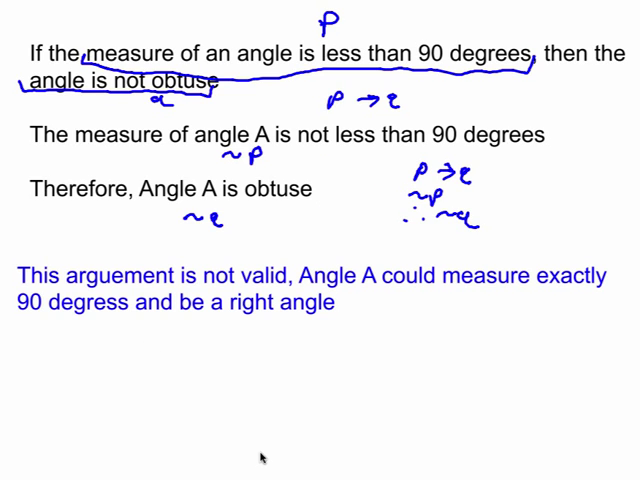What if A could measure exactly 90 degrees and be a right angle? This argument does not meet any of our laws. The law of detachment doesn't apply, the law of syllogism doesn't apply, the law of contrapositive doesn't apply, and we can come up with a counterexample. If we can come up with even one counterexample, then the argument is not valid, and we can. This could be a right angle. So this is not a valid argument.